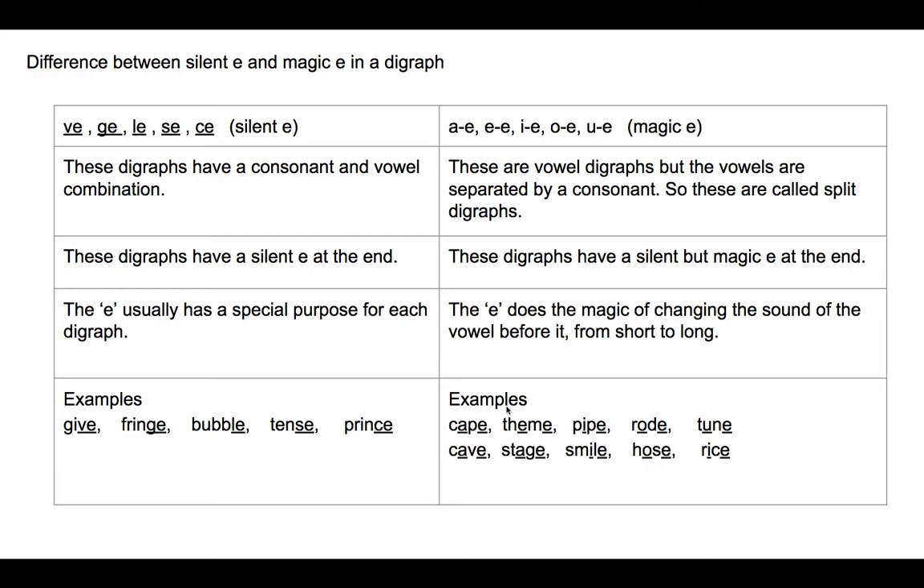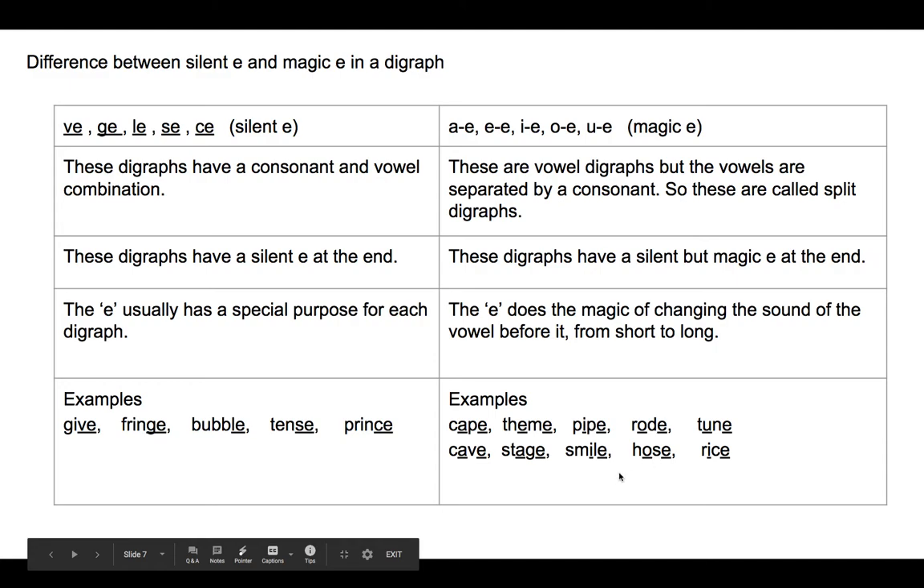Whereas in these examples, C-A-P, cape; T-H-E-M, theme; P-I-P, pipe; R-O-D, rode; T-U-N, tune. The E at the end changes the sound of the first vowel from short to long, and so it is called the magic E. So the digraph here is the two vowels and not the consonant and the E at the end.